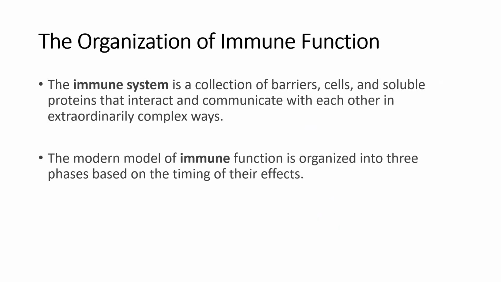Now, the immune system is a collection of barriers, as you'll see. We talk about the skin, cells, and soluble proteins that interact and communicate with each other in very, very complex ways to protect us. The modern model of immune function is organized into 3 phases based on the timing of their effects.